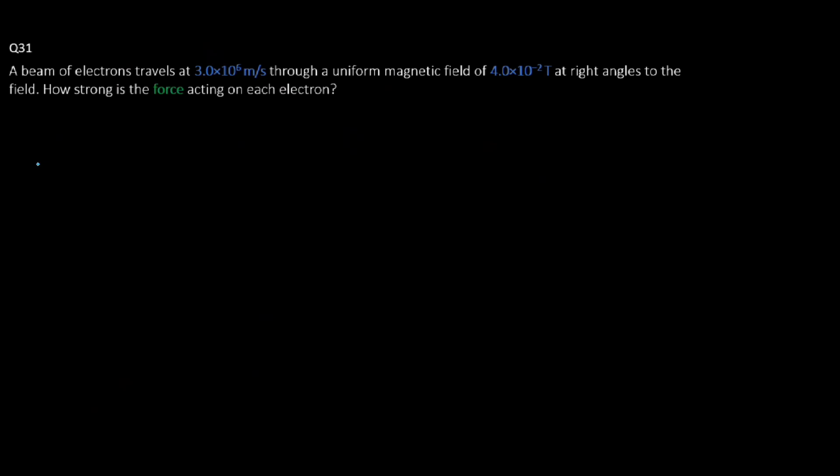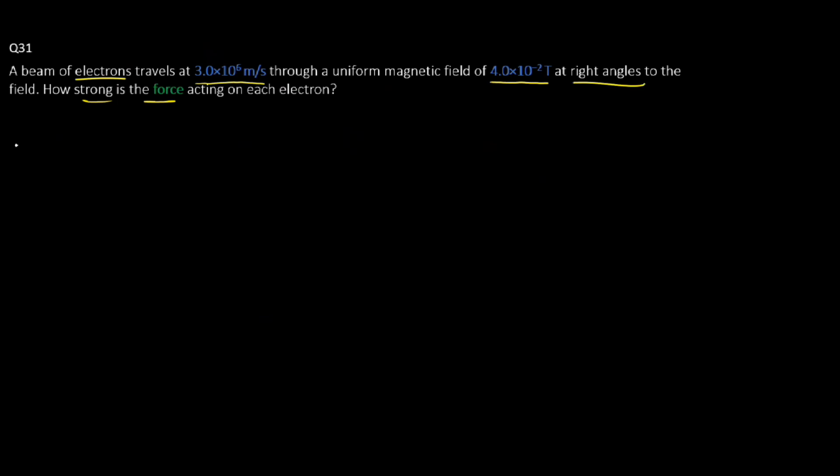Let's discuss another question similar to the previous one. A beam of electrons travels at 3 times 10 to the power 6 meters per second through a uniform magnetic field of 4 times 10 to the power negative 2 Tesla at right angles to the field. How strong is the force? So here my charged particle is electron and it is moving at right angles to the field. So let's write down what we have been given.